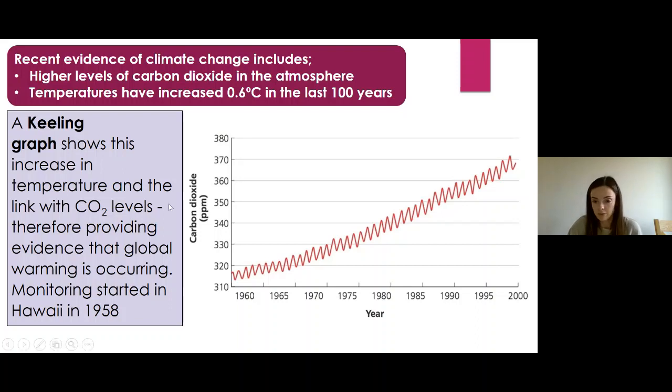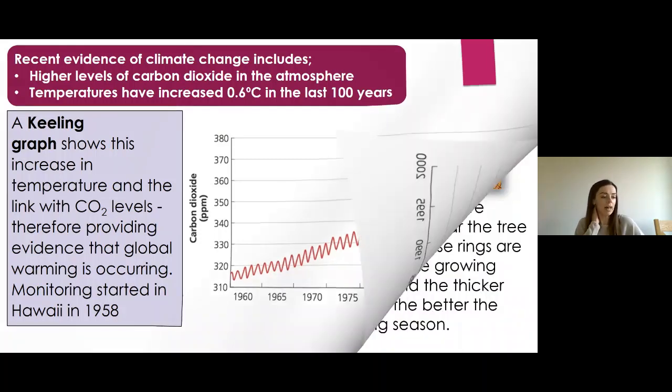As you can see, okay, it has fluctuated during the year. You must take into account seasonal variation. In the summer you may have more vegetation growth and more photosynthesis, so it may be lower in the summer, higher in the winter, etc.